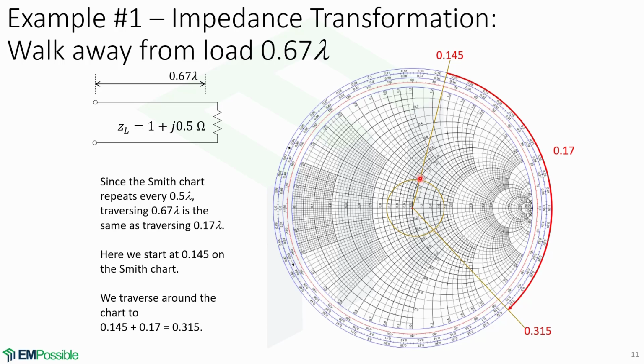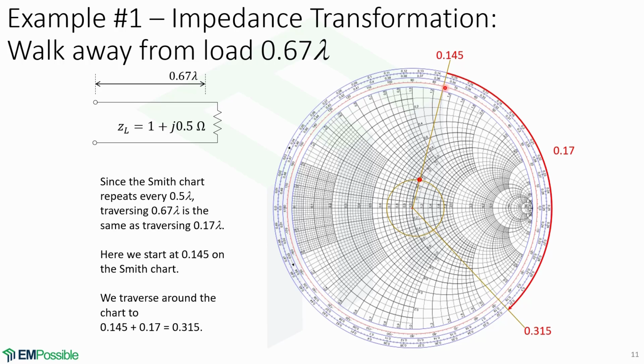Now, to do the impedance transformation, we walk away from the load a distance of 0.67 wavelengths. Since the Smith chart repeats every half wavelength, traversing 0.67 wavelengths is the same as traversing 0.17 wavelengths. In this case, we draw a line from the origin crossing through the impedance point and out of the circles.